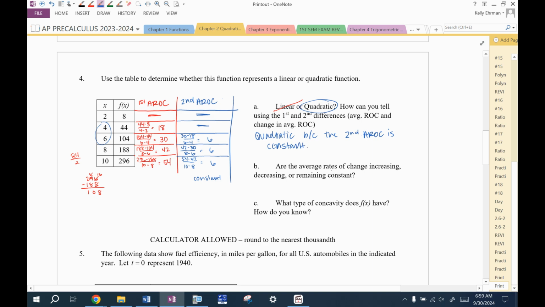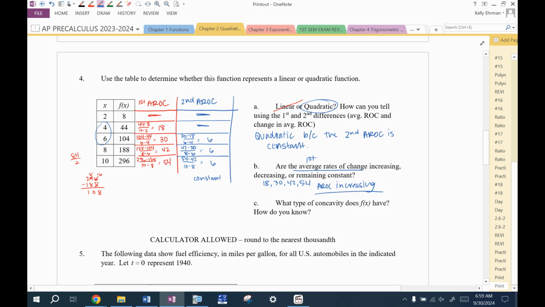Are the average rates of change increasing, decreasing, or constant? So this doesn't say the change in or the second average rate of change. It means the first average rate of change. Increasing, decreasing, constant. So just look at the numbers. They're going from 18 to 30 to 42. Those are definitely going up, right? So increasing. So the AROC, maybe I'm going to put this in here to emphasize.